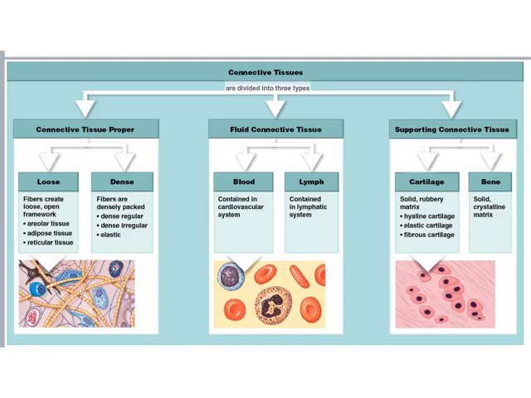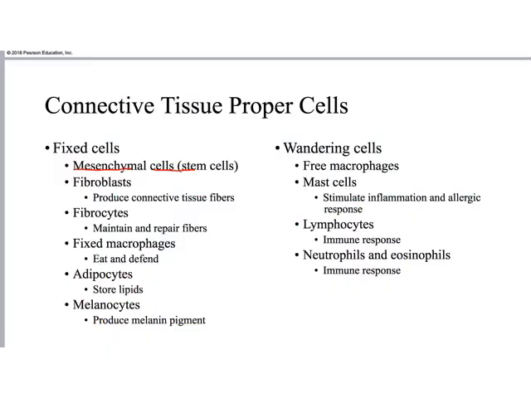You can then have fluid connective tissue, and that's going to be blood and lymph. We won't talk a lot about it in this chapter because we're going to have a separate chapter on blood, but just know that it's included in the connective tissues. And then you can have supporting connective tissue. So that's going to be the firmer connective tissues like bone and cartilage. And we'll talk a little bit about bone and cartilage now, but we're going to have a separate chapter on bone and the skeletal system, so we'll talk more about bone when we get to that system.